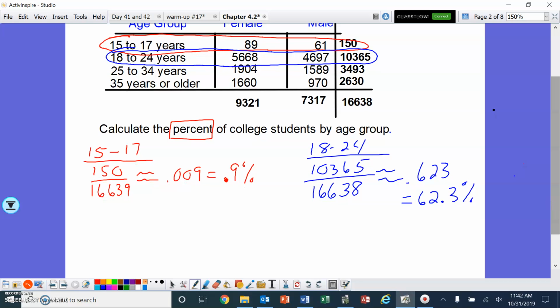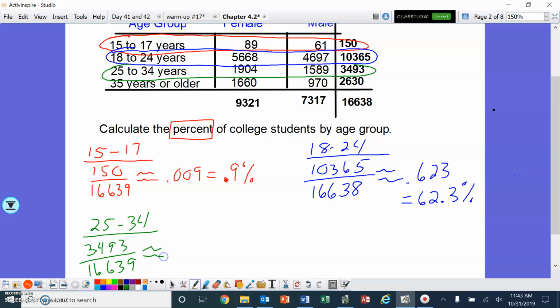All right, the next age group. So now we're going to do the 25 to 34-year-olds. 3,493 divided by the 16,639. All right, type that in. That's going to be approximately 0.21 or 21%. And then the last one, 35 years or older.